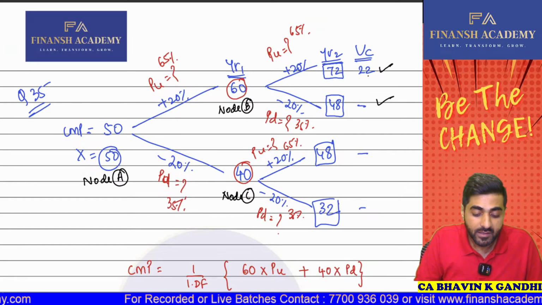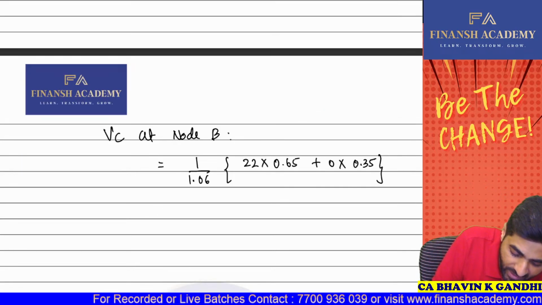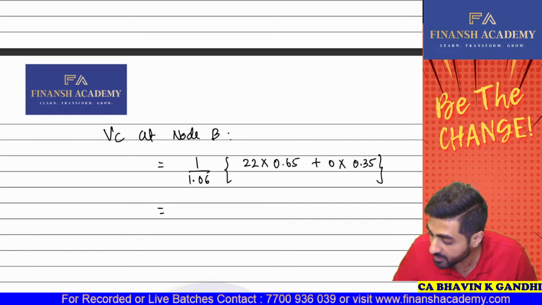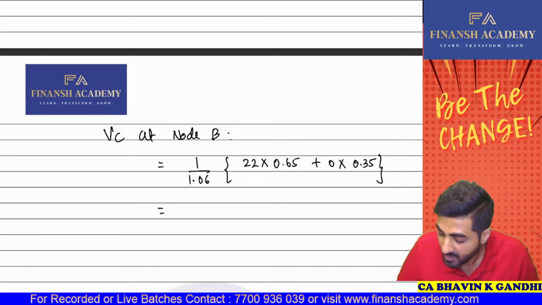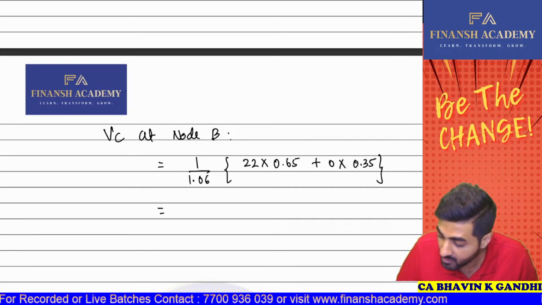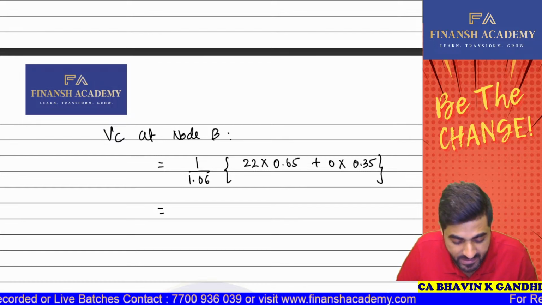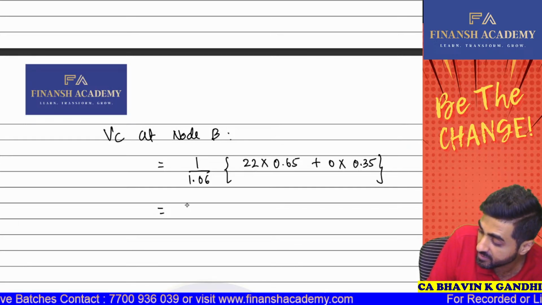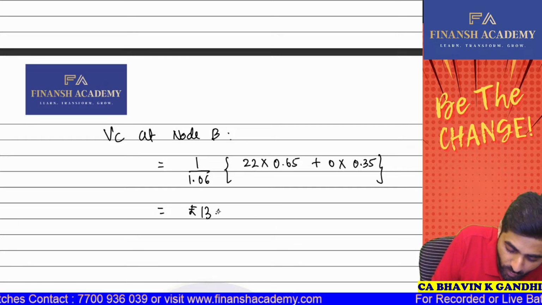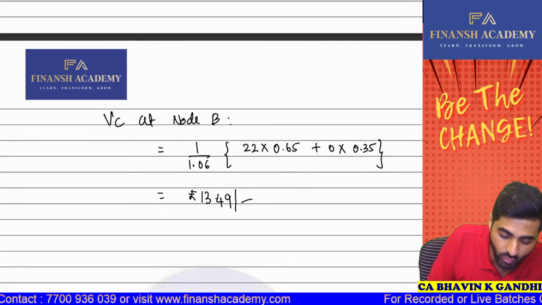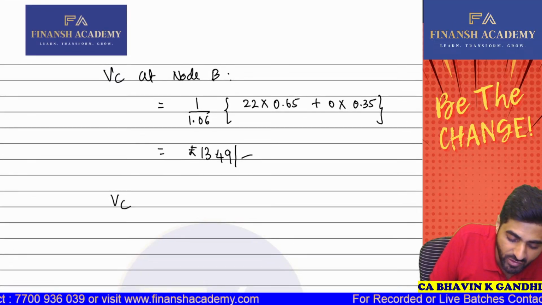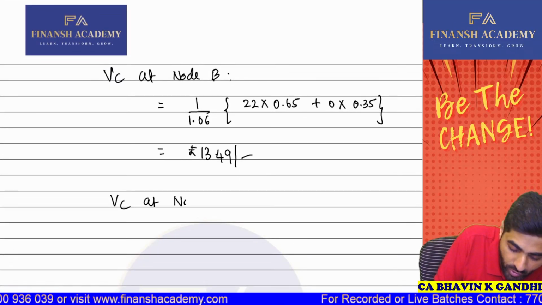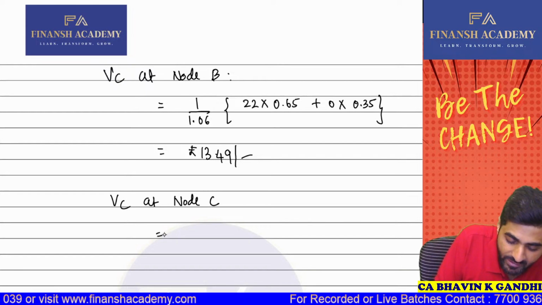Now, my dear students, this will eventually be 22 into 0.65, divided by 1.06. So ultimately, this is going to be 13.49. So 13.49 is the value of the call at node B. What is the value of the call at node C? Let us talk about that.